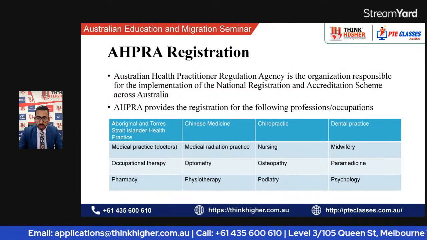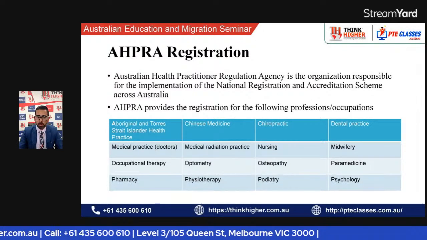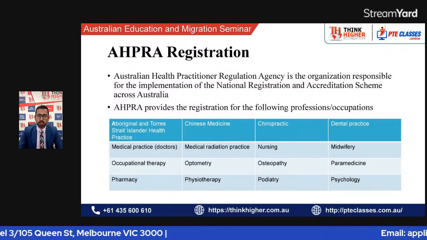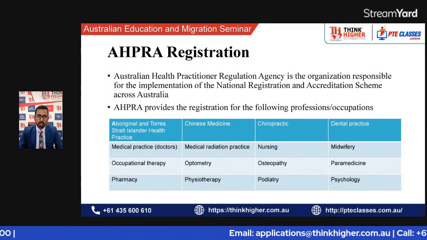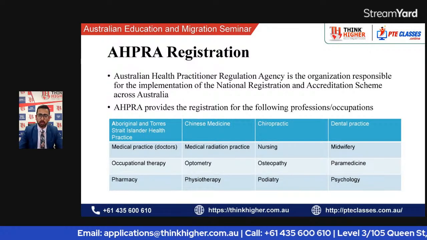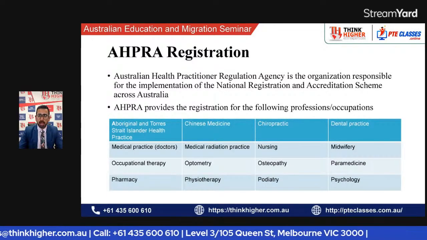AHPRA is the umbrella, and then obviously they have allocated different bodies to get their skill assessment done. So this is the first step. If you're going with AHPRA registration, you need to then apply. They require a certain amount of experience and certain documents. So let's look at the process of AHPRA, how to apply.